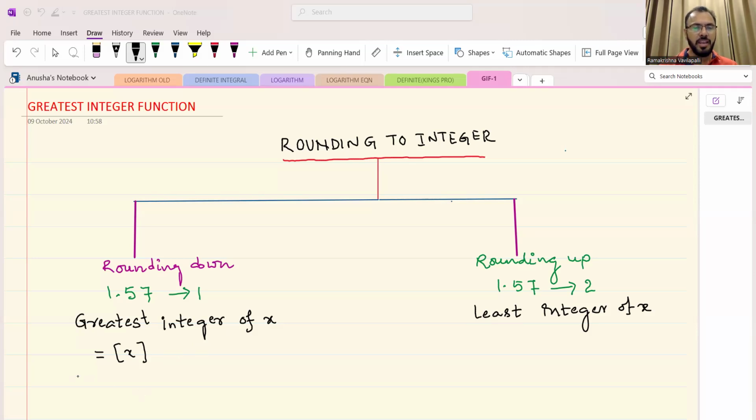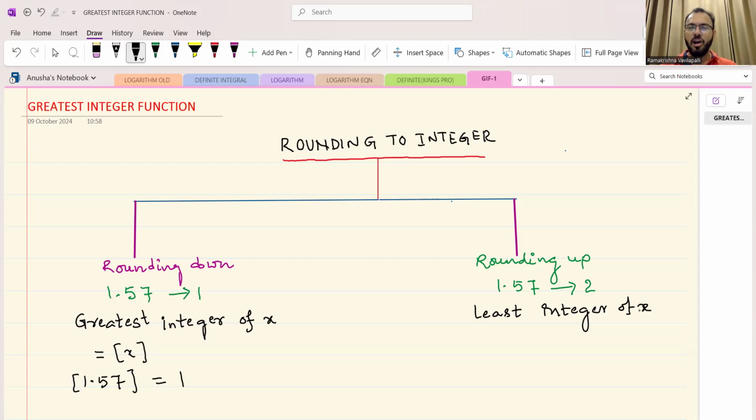For example, if we ask what is the integral part of 1.57, we write 1. We are rounding down to the integer. The greatest integer of x, the integral part of x, is this: there are several integers less than x, and among them you have to choose the greatest one.